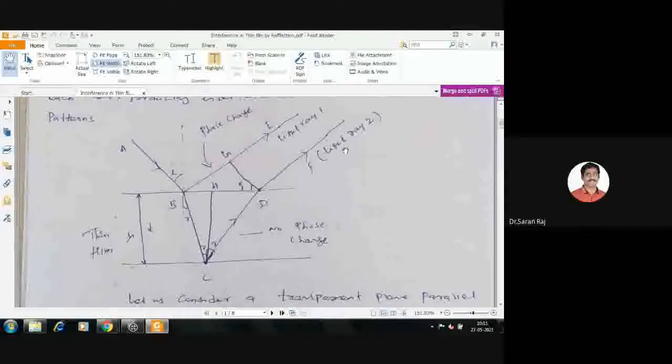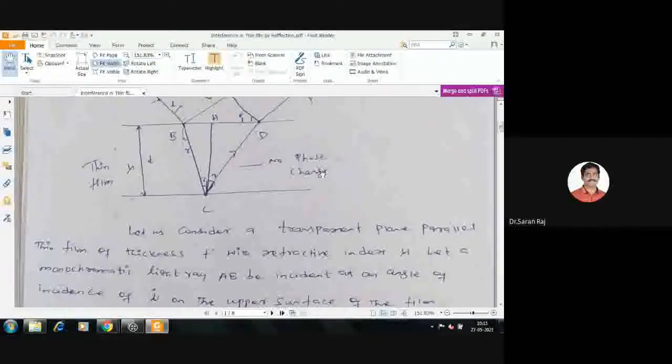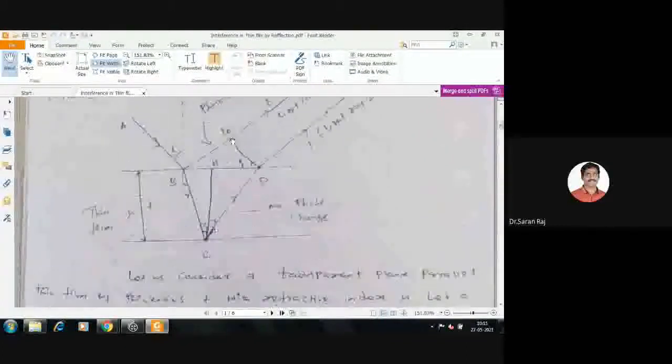So based on this, we can calculate the path difference. Sir, the voice is not coming, sir. We can only derive in the question. Okay, sir. Let us consider just one more time, I will repeat this diagram and explain it.